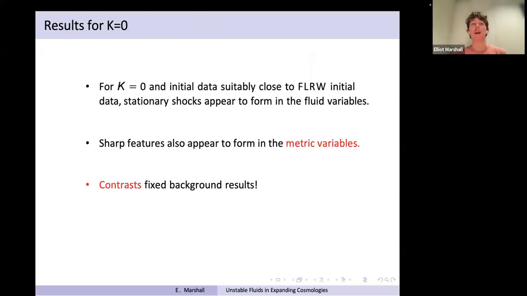Okay, so that was for barotropic fluids. There we always observe these oscillatory shocks and the metric variables appear to be more or less smooth but oscillatory. At k equals 0, which is this dust case, we get a very different type of behavior. In particular, we observe that we form these stationary shocks in the fluid variable, so we don't have this oscillation anymore. We observe sharp features which are similar or seemingly discontinuous in the metric variables. And in particular, this totally contrasts the fixed background results. So their fluids are stable on this fixed background.